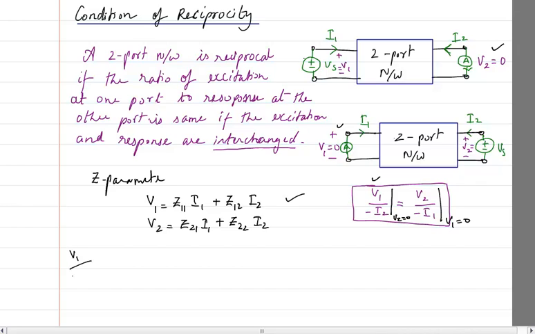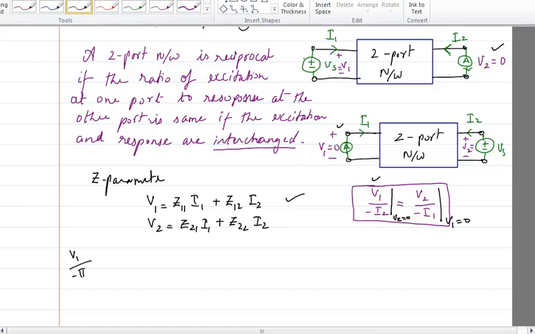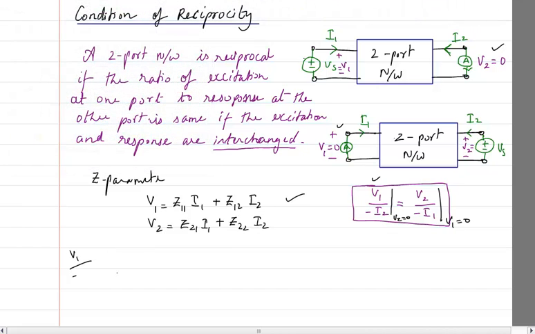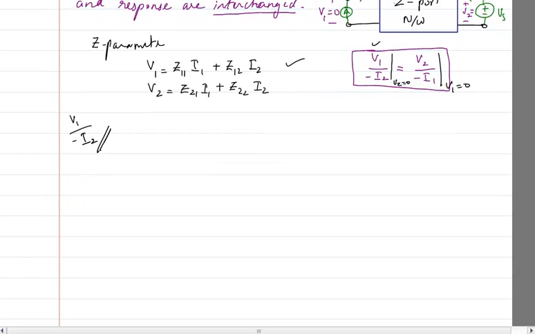What is V1 by minus I2? Let me try to find out V1 by minus I2. Let me first try to find out this one. For that, what I have to do with V2 is equal to 0. So if I am going to put V2 is equal to 0, then I will get V1 is equal to Z11 I1 plus Z12 I2. The first equation is totally unchanged. The second one, V2 is equal to 0, and Z21 I1 plus Z22 I2.